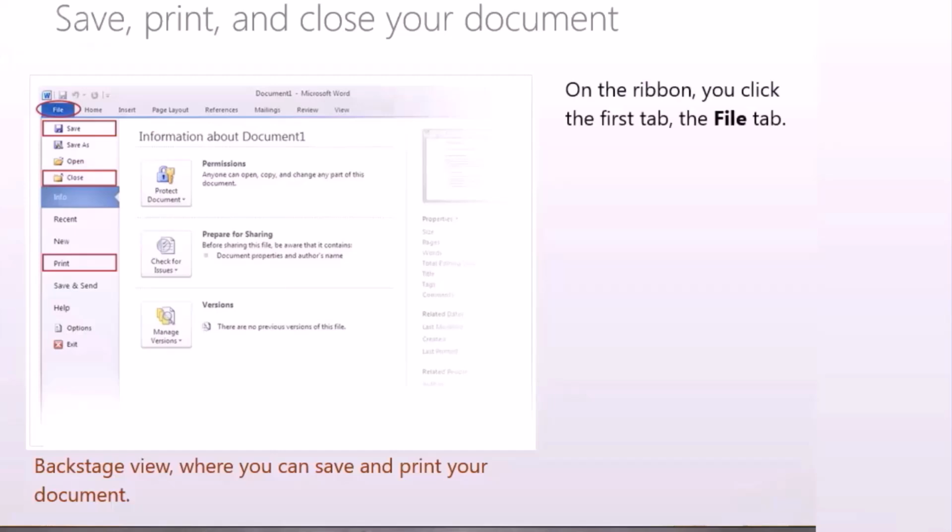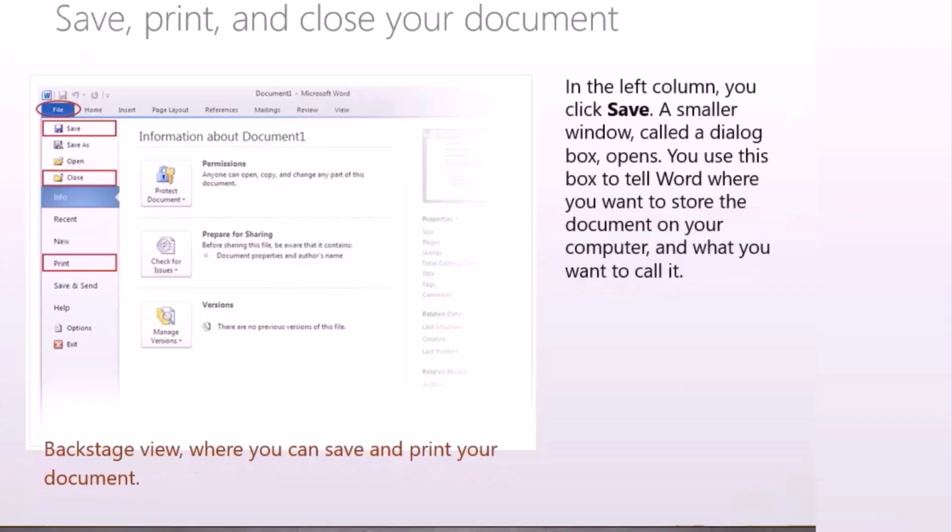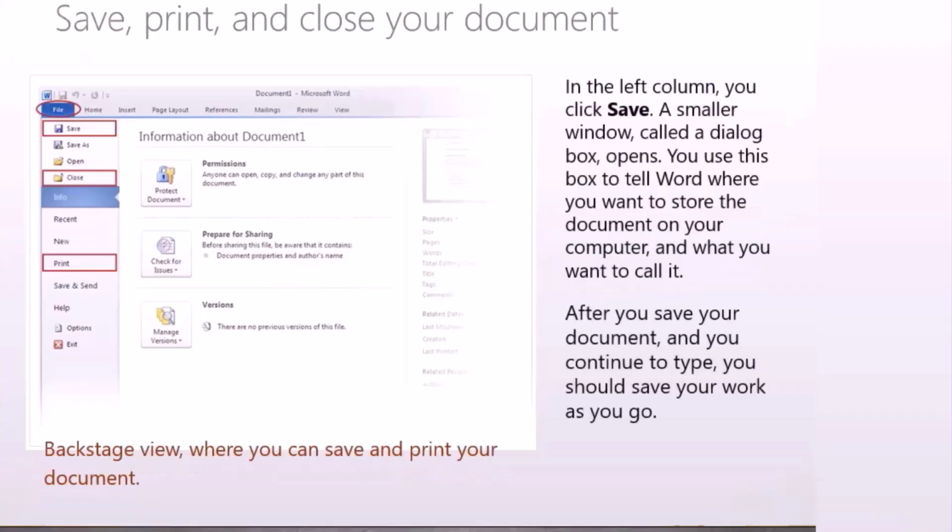On the ribbon, you click the first tab, the File tab. This opens a large window called the Backstage, a place where you take care of a lot of things, such as saving your document, and printing it. In the left column, you click Save. A smaller window, called a dialog box, opens. You use this to tell Word where you want to store the document on your computer, and what you want to call it. After you save your document, and you continue to type, you should save your work as you go.